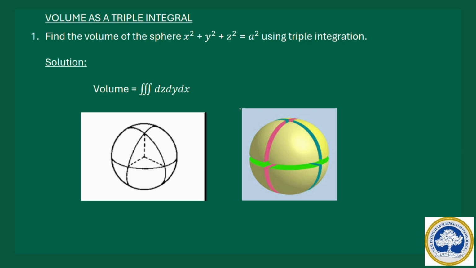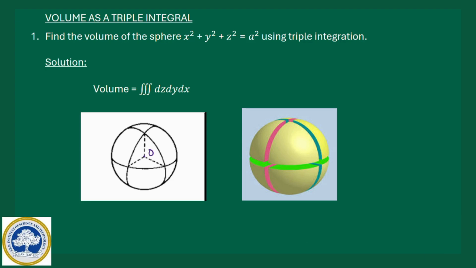So the sphere is given by the equation x² + y² + z² = a², which means this is a sphere with the center at the origin and radius a. If you notice, this is the three-dimensional diagram of a sphere, considering the center point as the origin O. So origin O means the coordinates are (0, 0, 0), right? And then here the radius is a. The equation of the sphere is x² + y² + z² = a², meaning the center is the origin and the radius is a. So this distance is a, similarly this distance a, this distance a. That is, the radius is a.